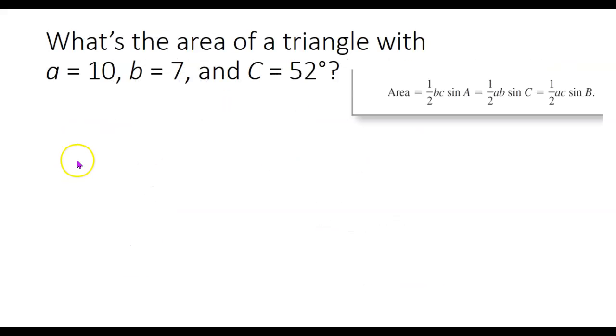So for example, what's the area of the triangle with side a equal 10, side b equals 7, and angle C equals 52 degrees? Well, we can just straight ahead plug them into this formula for the area. 1/2 times little a times little b times the sine of big C. That's 1/2 times 10 times 7 times the sine of 52 degrees. Again, make sure your calculator is in degrees mode, and you get about 27.58.